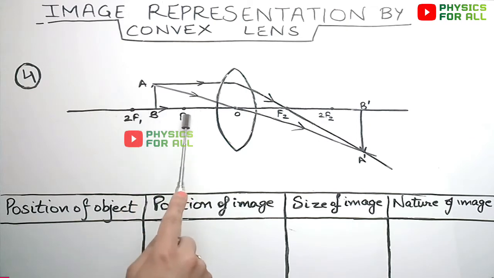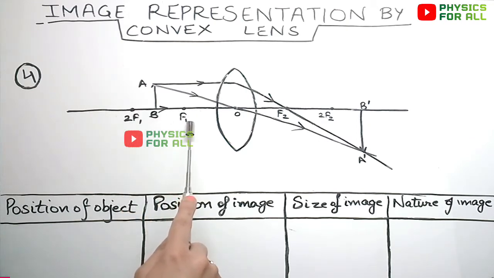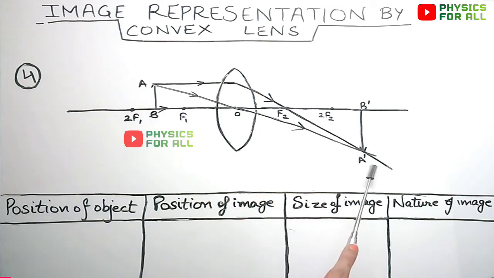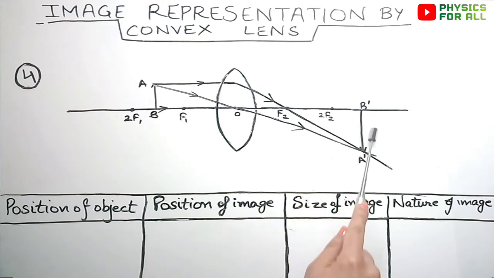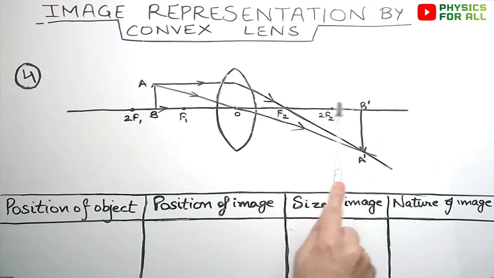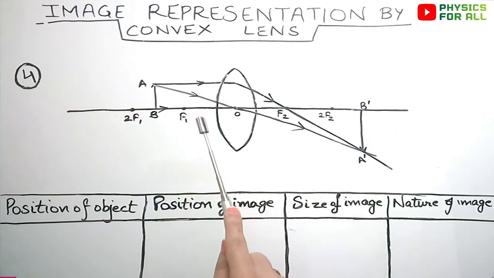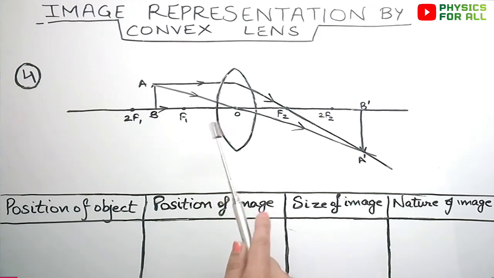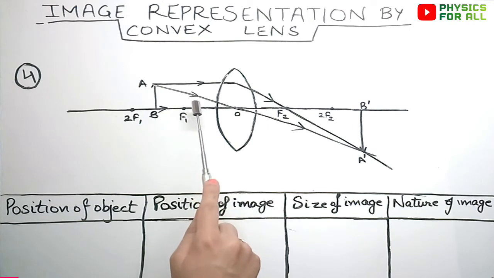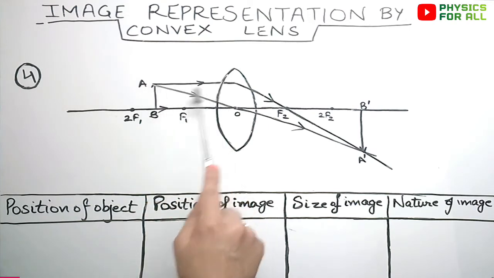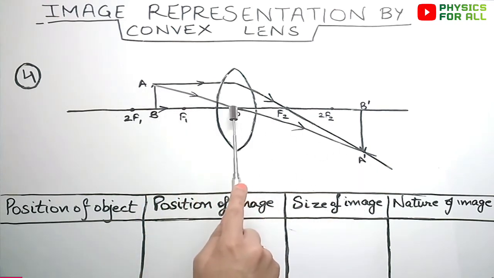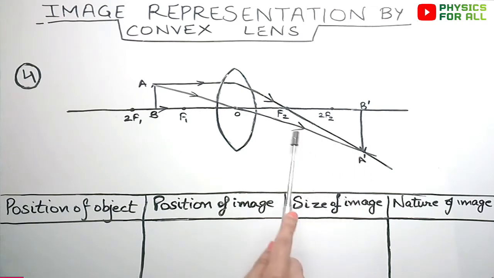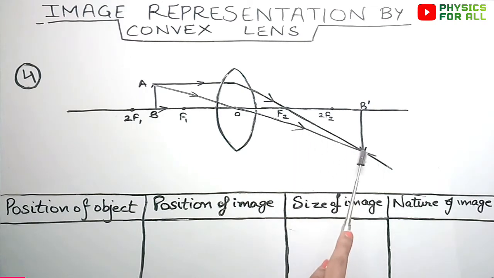So if object is placed between center of curvature and focus, then after refraction we should get our image that would be beyond focus. See here, 2f2 is the center of curvature and our image A dash B dash is forming beyond the center of curvature, and the two rays are the same. So this is the simpler concept. In case of convex lens, we deal with only these two rays, the one which is coming parallel to the principal axis, which after refraction goes through principal focus, and the other one which is directed toward optical center, it just emerges without deviation.